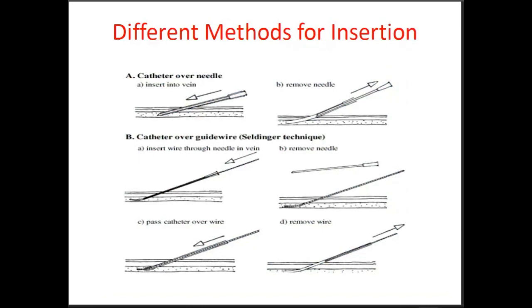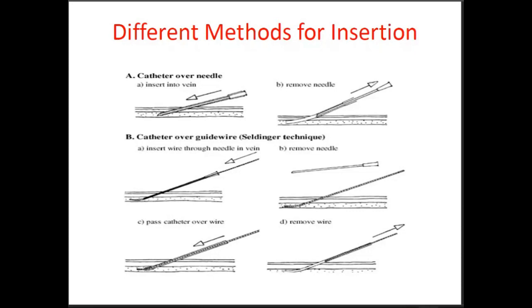Okay, so what are the different methods of insertion? You need to know about this, especially for your skill life. The first one is very common: you insert the catheter over the needle. You insert the needle into the vein, and then you insert the catheter over the needle, and then you remove the needle.